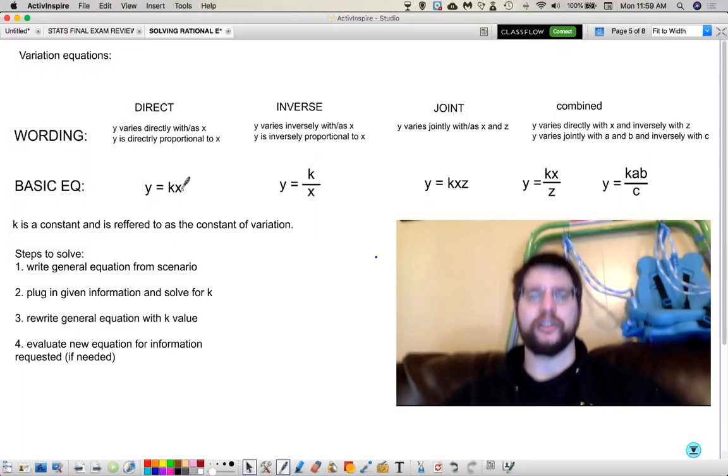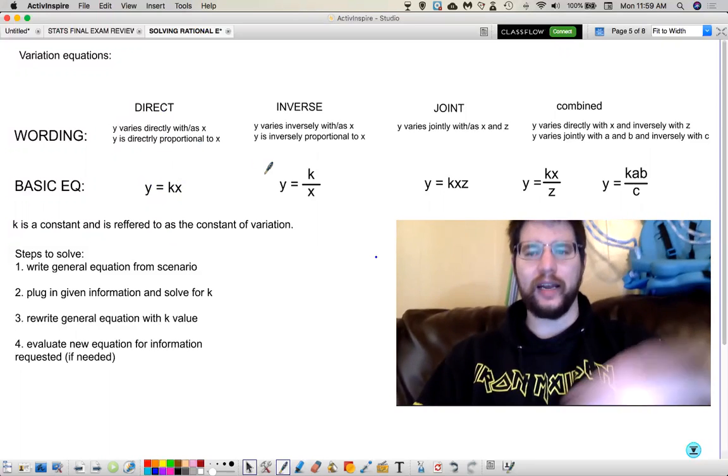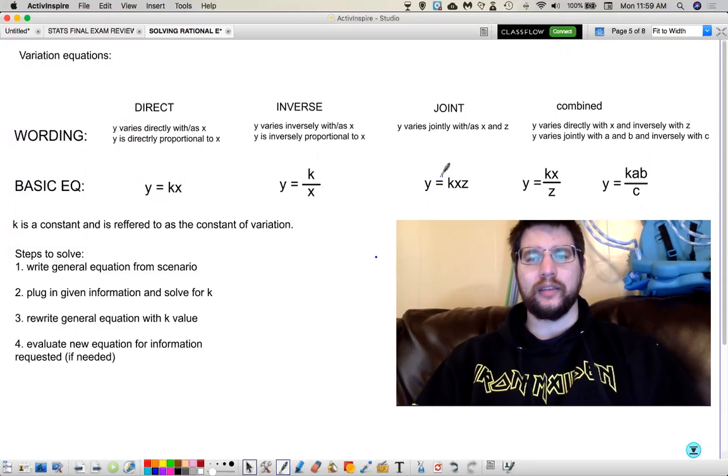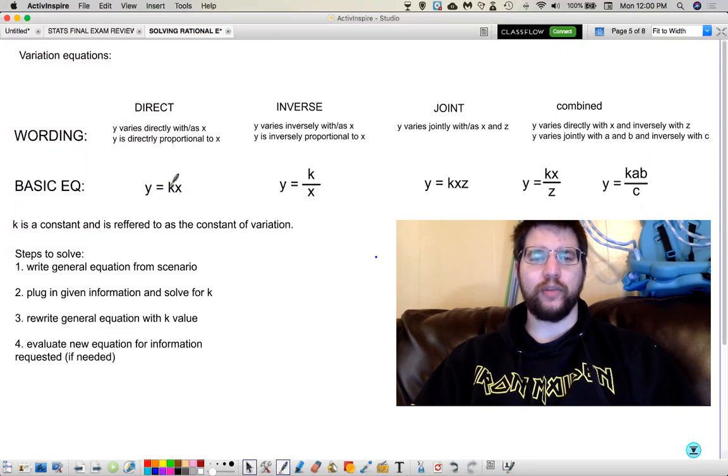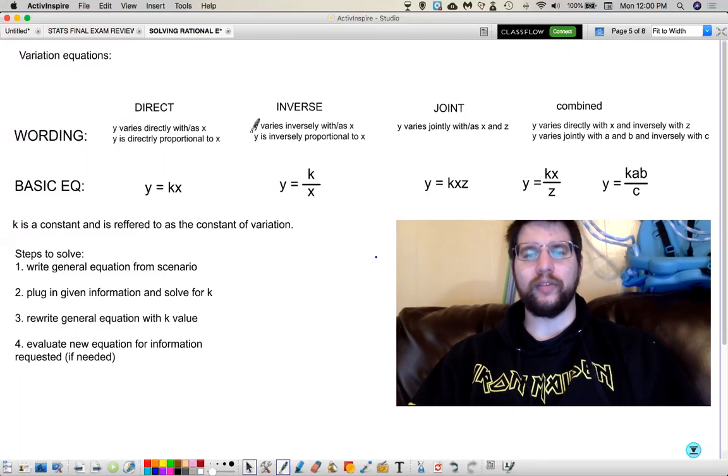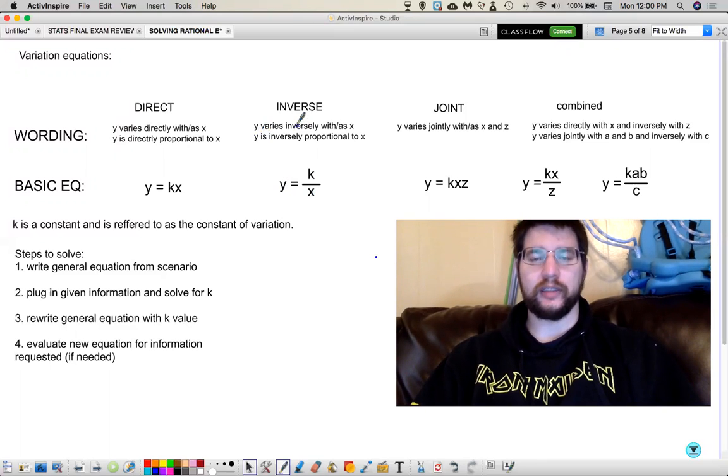Inverse variation, y equals k divided by x. All right. So if we have a direct, y and x are both in the same numerator. If we have inverse, y and x, one's the numerator, one's the denominator. Whatever you're dealing with as, y varies directly or inversely in this case, that's going to be in your numerator, and the other one, whatever's your other variable, will be in the denominator.